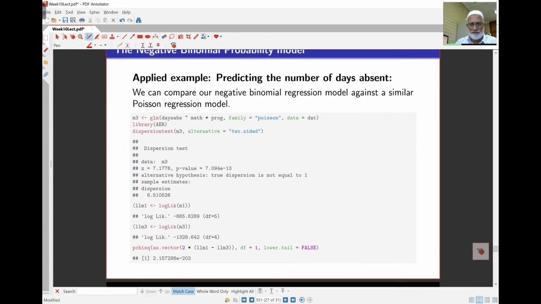Now, if you fit a Poisson model and actually test for the dispersion, the library AER contains this function, dispersiontest, for this model. You can see this dispersion test has a very low p-value. Now the null hypothesis here is that the dispersion is actually equal to 1, and the alternative is dispersion is not equal to 1. The p-value is small, so here we'll reject the null hypothesis. It tells you here the sample estimate of dispersion is 6.51. So in this case, we can see clearly the model is over-dispersed.